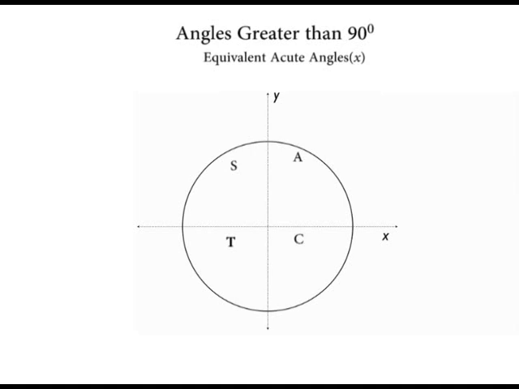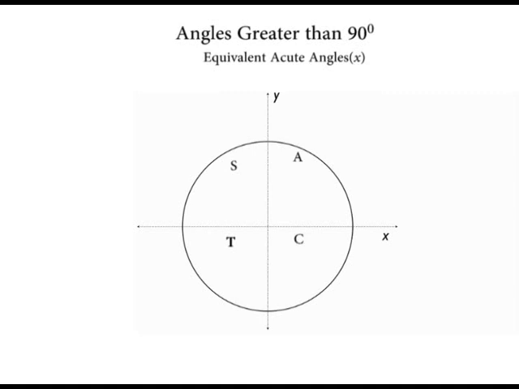Every angle greater than 90 degrees has what you can call its equivalent acute angle. So the thing you need to know is, first of all, in what quadrant does that angle fall? And then you find the equivalent acute angle and get its trigonometric ratios. And you can now put the negative or positive depending on which quadrant you are dealing with.